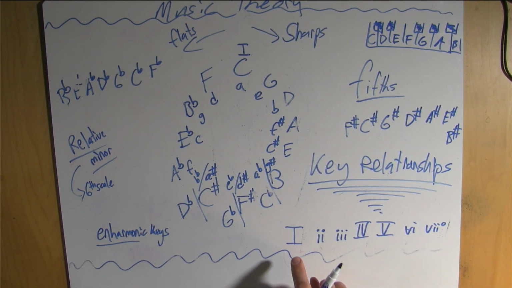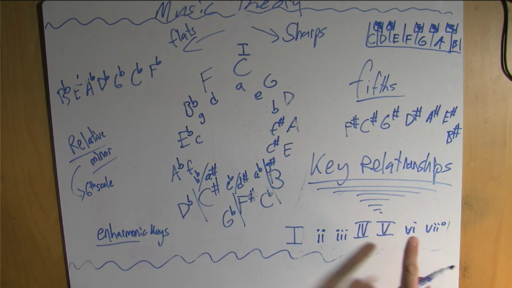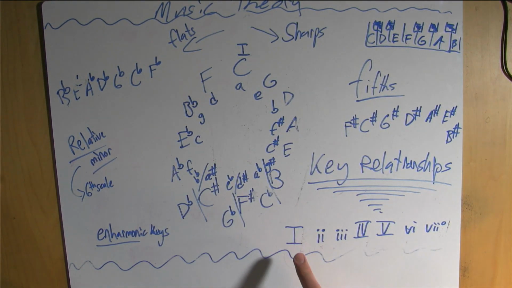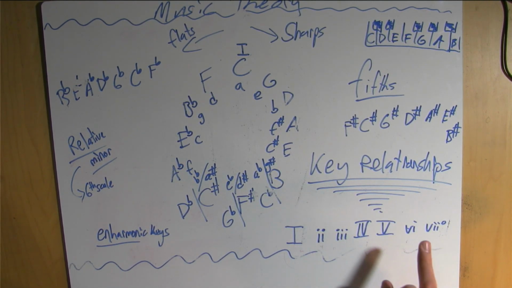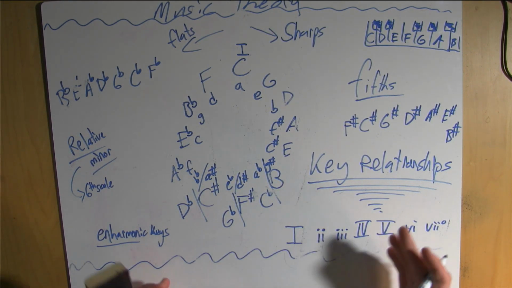So a chord built on C is C major. A chord built on D, D minor, E minor, F major, G major, A minor, B diminished. That's in C major. You can do this for any key, right? If you take A major, A major, B minor, C sharp minor, D major, E major, F sharp minor, G sharp diminished. It'll work for every single key.